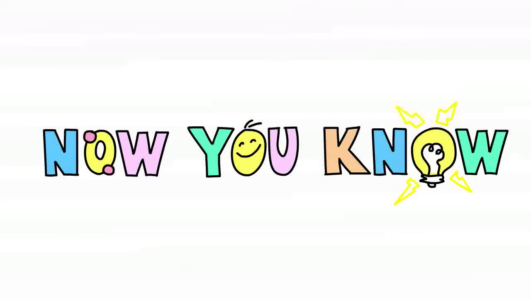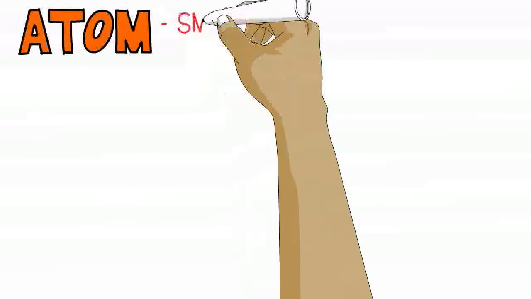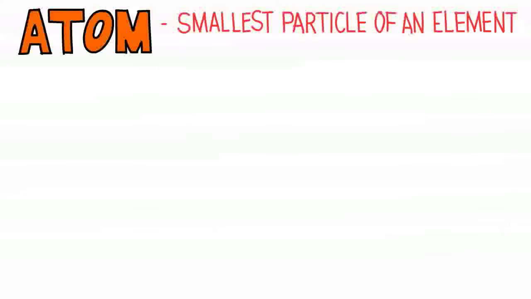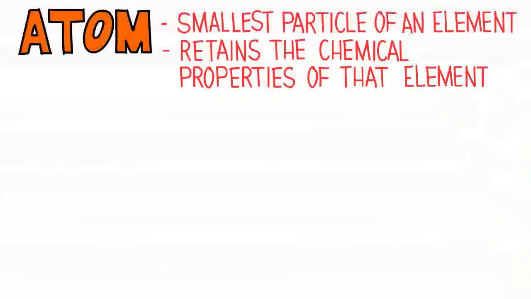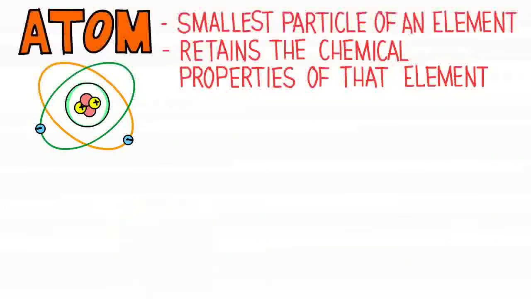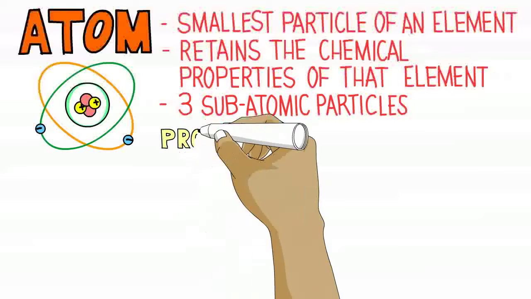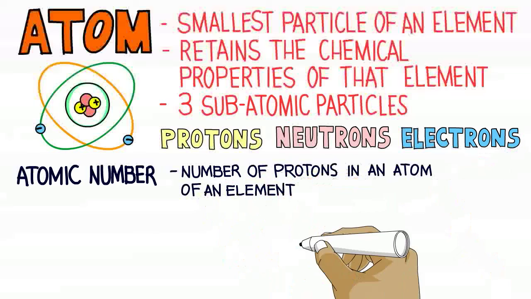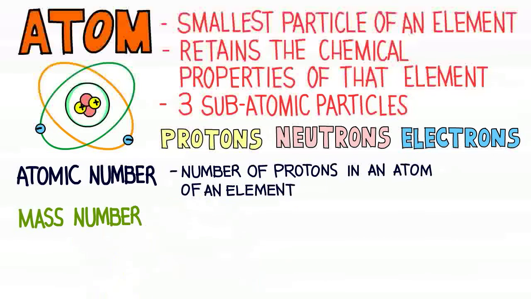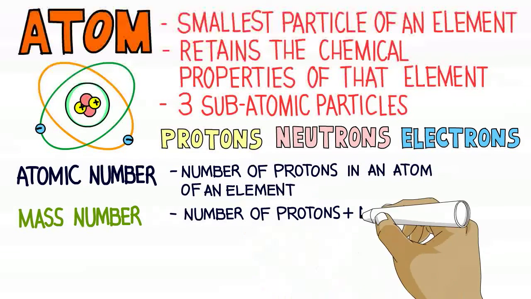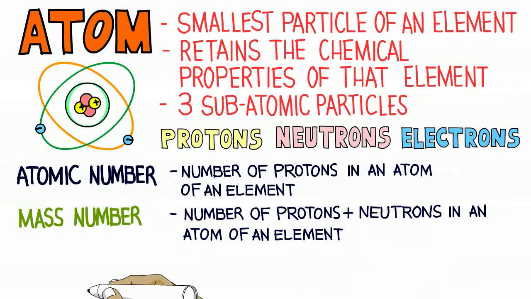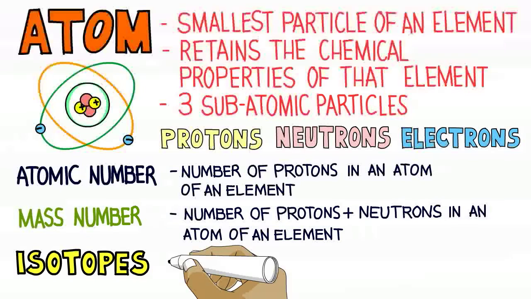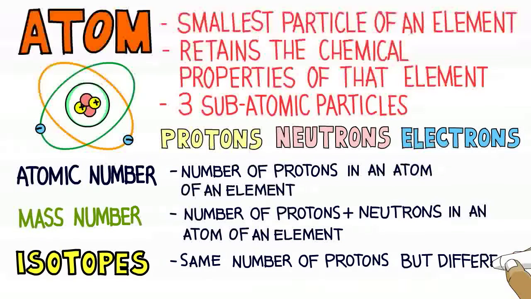Now you know that an atom is the smallest particle of an element that still retains the chemical properties of that element. An atom is made up of 3 subatomic particles: protons, neutrons, and electrons. The atomic number of an element is the number of protons in an atom of the element. The mass number of an element is the number of protons and neutrons in an atom of the element. Isotopes are atoms which have the same number of protons but a different number of neutrons.